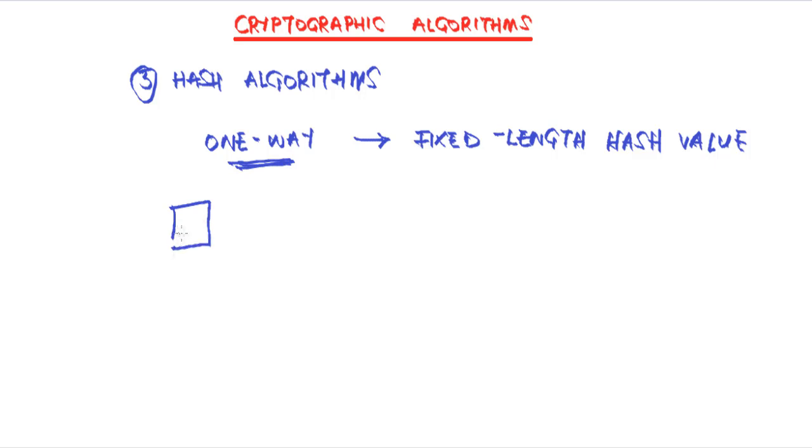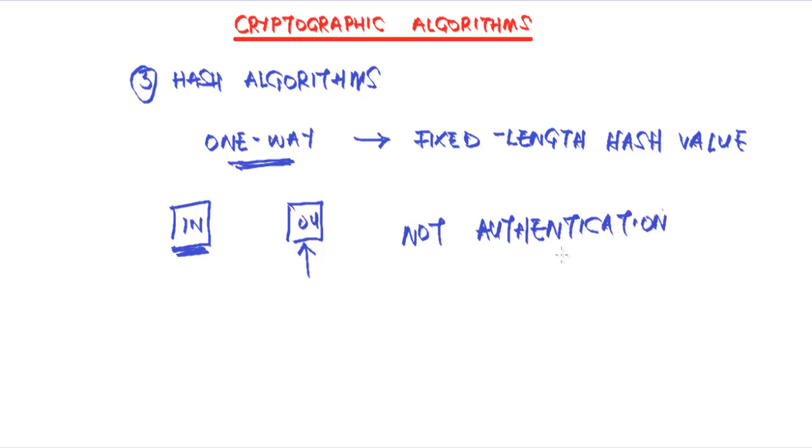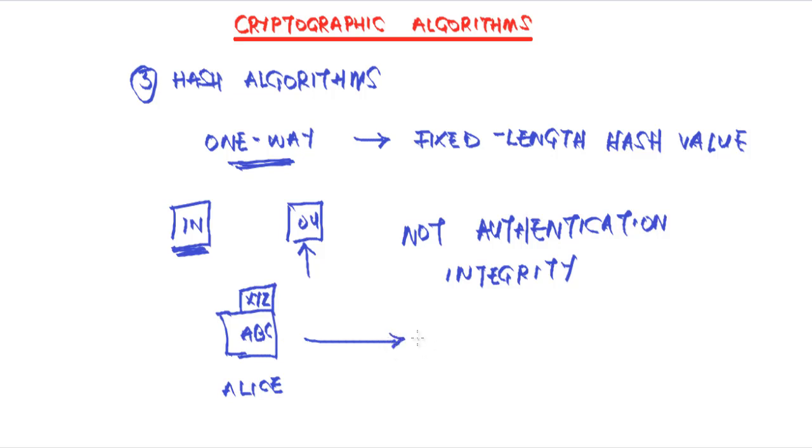So if you have an input and you have an output, this input can never be gotten from this output. That being the case, hash algorithms are not for authentication. So what they provide is actually integrity. The way a hash value works is basically you have a message ABC, and you compute a hash for it. Say the hash you compute is XYZ. Alice sends that message to Bob.